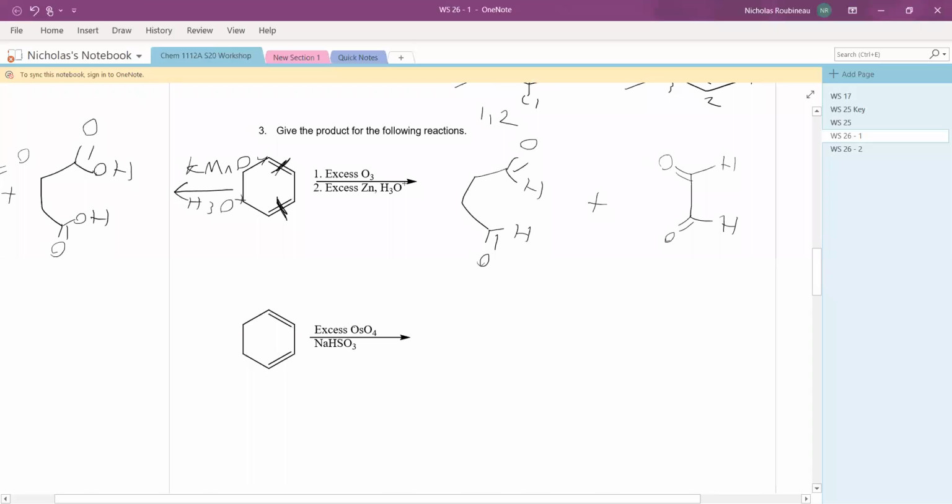Okay, so what does OsO4 and NaHSO3 do to double bonds?